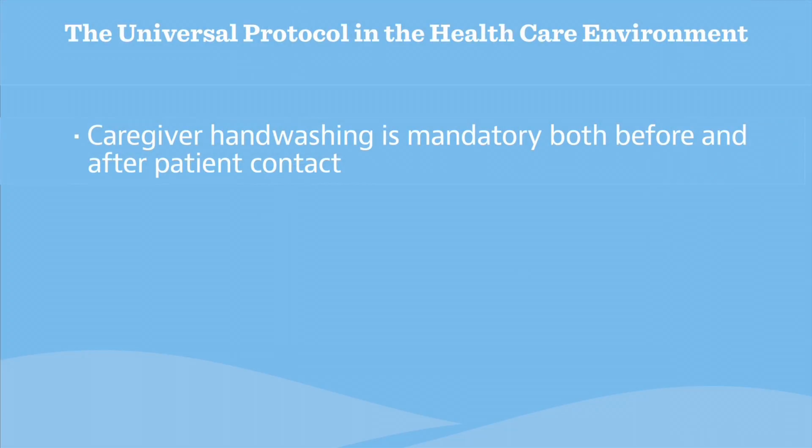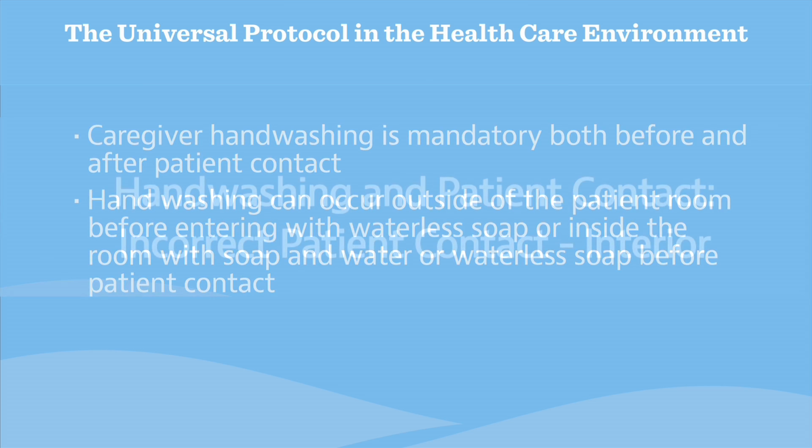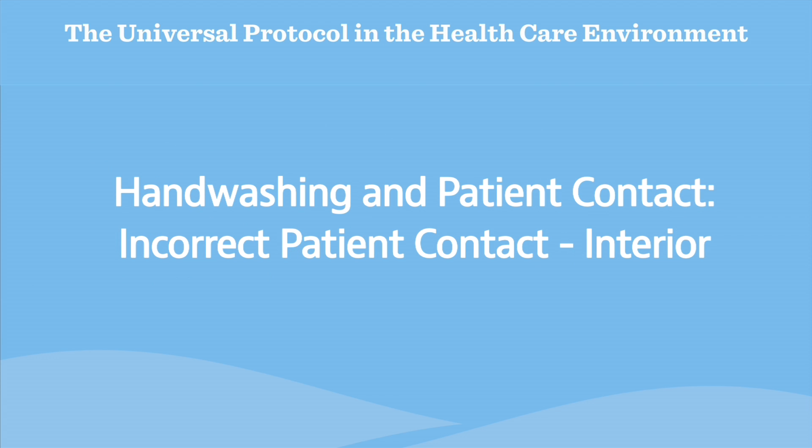Like the universal protocols for patient identifiers and procedure timeouts, there are several variations on maintaining consistent mandatory hand washing practices in the healthcare environment. Hand washing can occur outside of the patient room before entering with waterless soap, or inside the room at the sink with soap and water, or using a waterless soap dispenser. But the important thing is that caregiver hygiene must be practiced before and after patient contact and before the next patient is contacted. Let's see what is wrong with this scenario.